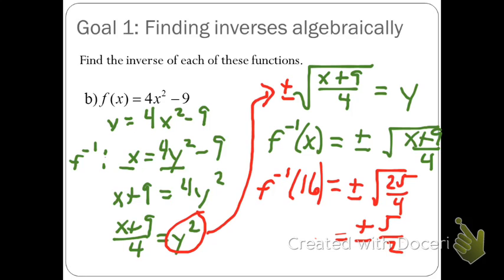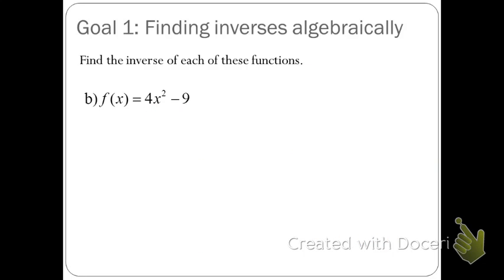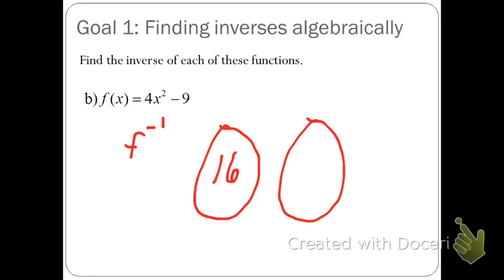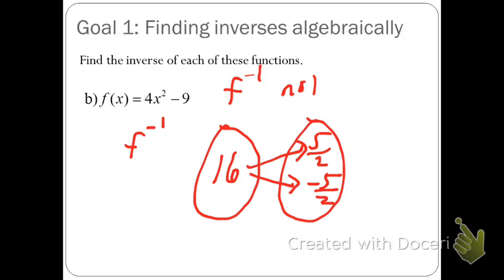Now, I'm going to erase all this drawing stuff and summarize what I'm trying to tell you here. That means that with this f inverse, if I have 16 for my input, I could get either positive 5/2 or I could get negative 5/2 for my output. And since I have a single input with more than one output, f inverse is not a function. So there will be times where you find the inverse of a function, but the inverse itself is not a function.